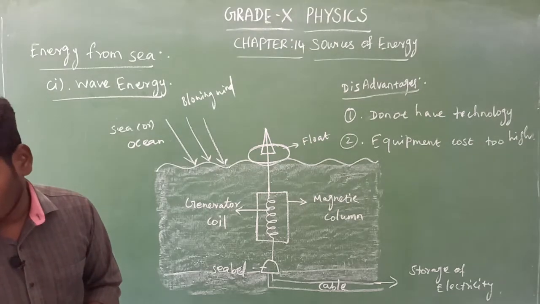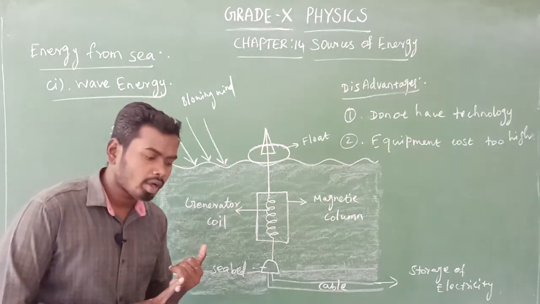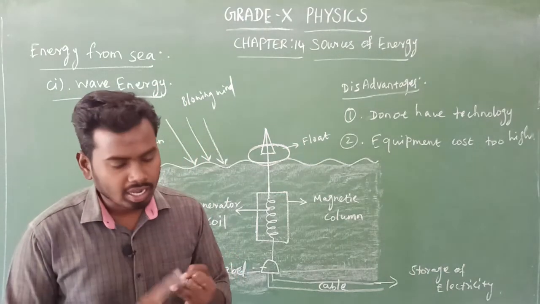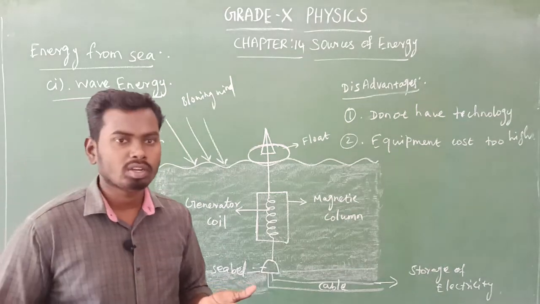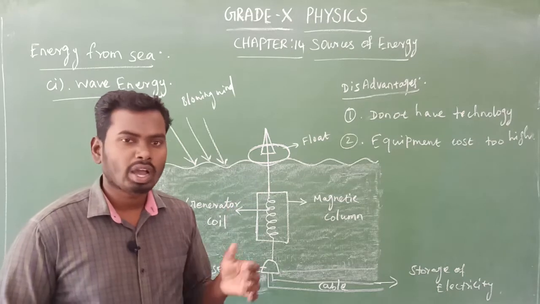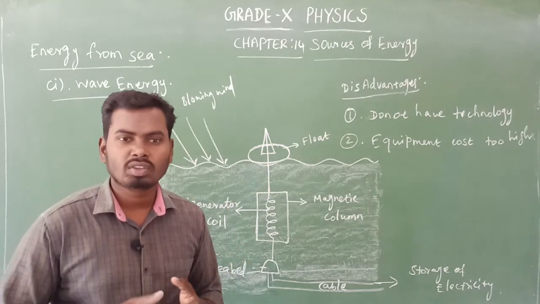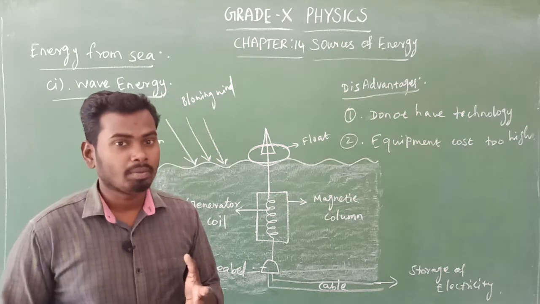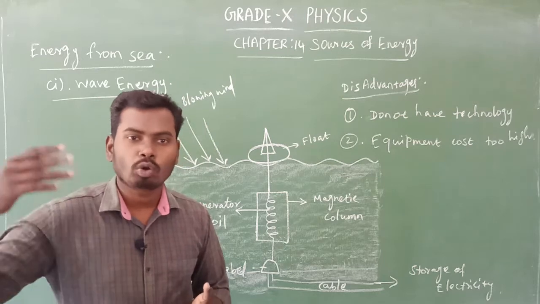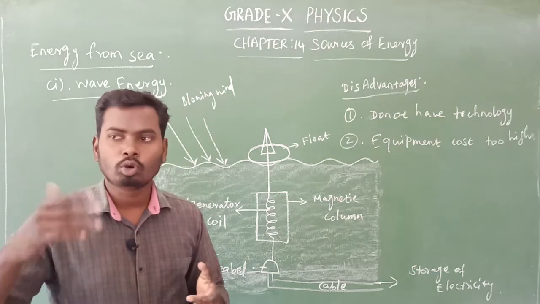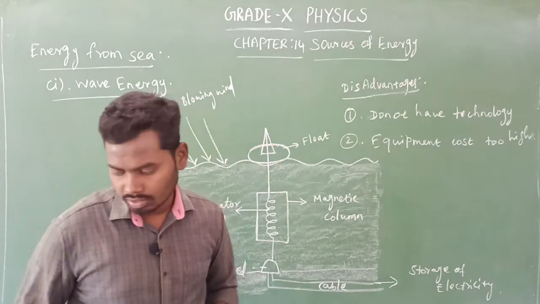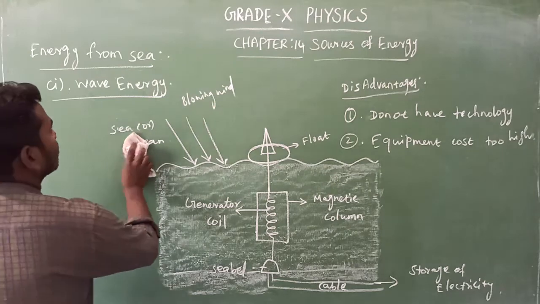So wave energy completed. Students, first advantage, what is that? It causes a pollution free environment. And the second one is that it is a renewable source of energy. Then the first disadvantage: we don't have the proper technology to utilize the wave energy. And the second: during bad weather conditions, the devices and equipment may get damaged, so again we have to spend more money to replace them. Equipment cost is too high. That's all, so wave energy completed.